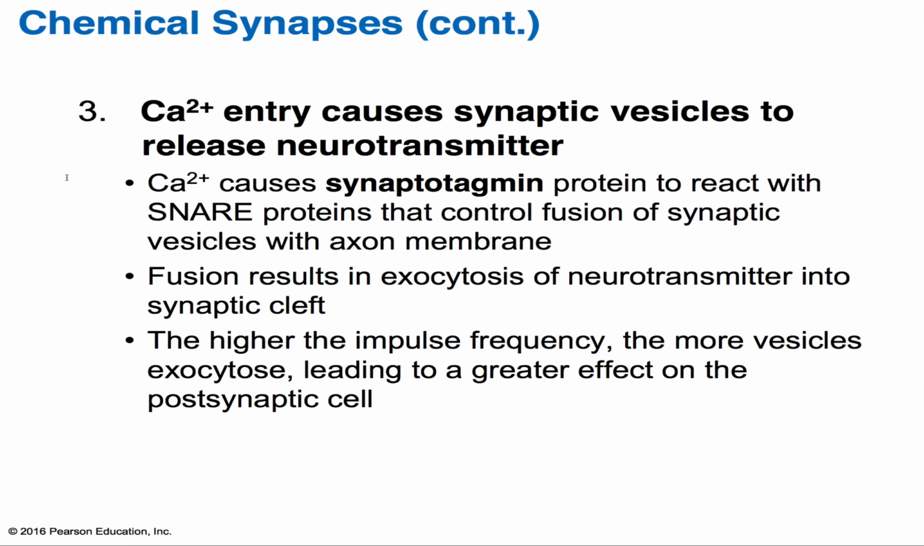In the third step, the calcium entry causes the synaptic vesicles to release the neurotransmitters. The surge of calcium coming into the axon terminal acts as an intracellular messenger. A calcium-sensing protein called synaptotagmin binds to the calcium, and it interacts with the SNARE proteins that control membrane fusion. Fusion will result in exocytosis of the neurotransmitters into the synaptic cleft. The more intense the stimulus is, the greater the number of synaptic vesicles that fuse and spill their contents, and this causes a greater effect on the postsynaptic cell.